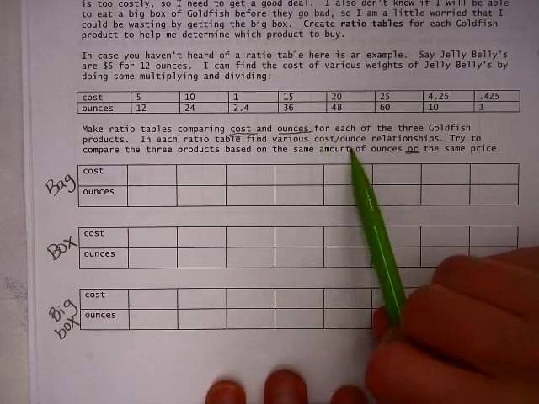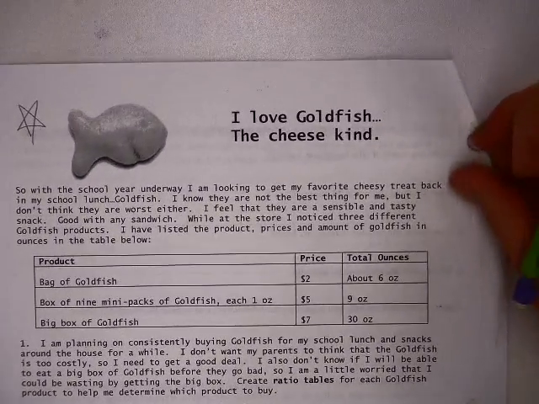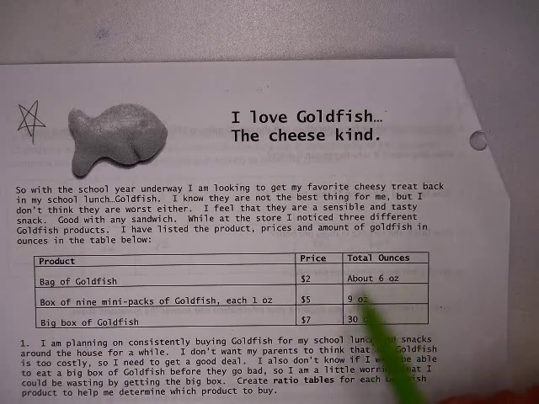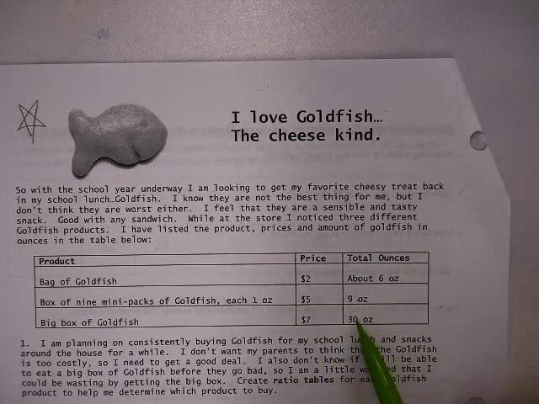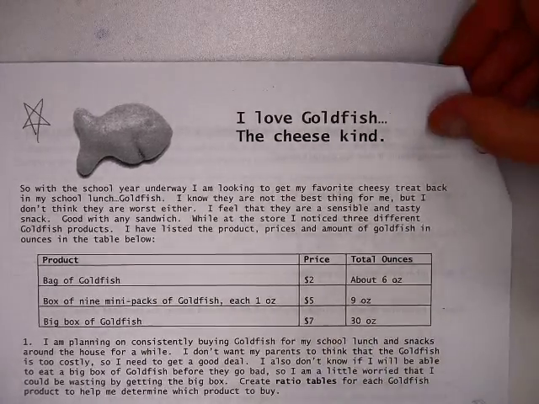So the cost-ounce relationship is basically, well, for $2 you get 6 ounces, for $5 you get 9 ounces, and for $7 you get 30 ounces. So those are the relationships, that for this amount you get this much. That's all it means by cost-ounce relationship.